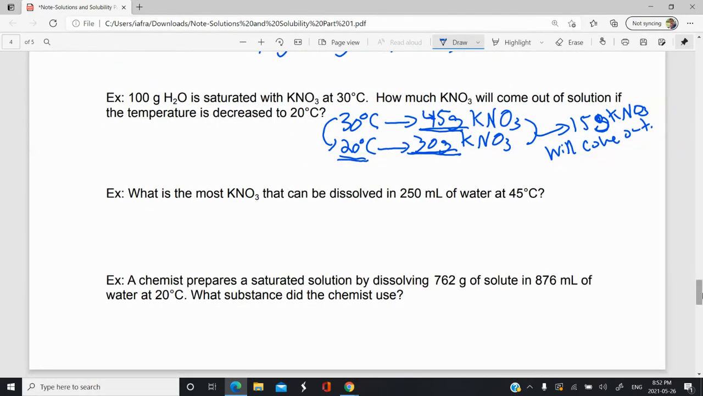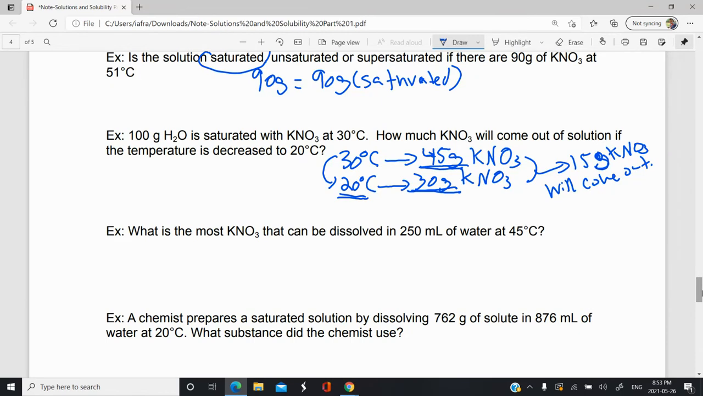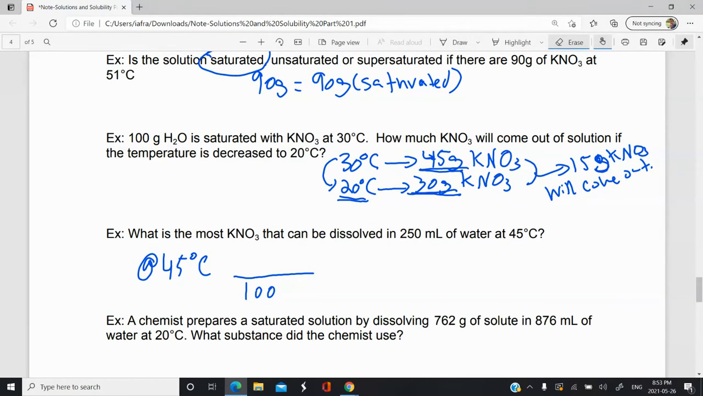What is the most KNO3 that can be dissolved in 250 mils of water at 45 degrees Celsius? So here is where you'd have to set up proportions. So let's take a look at 45 degrees Celsius. If we had 100 grams of water, how much KNO3 could we hold in? And when I say 100 grams, I really mean 100 mils, because it's the same thing. So let's put in 100 mils here.